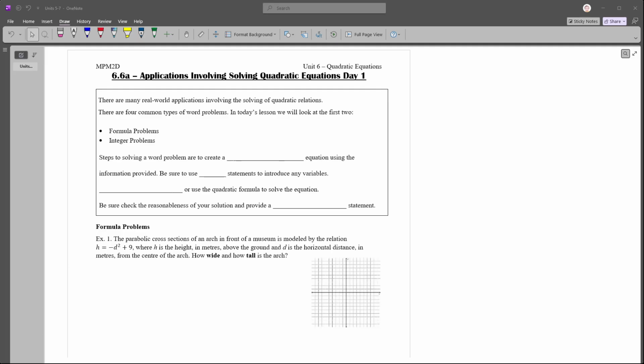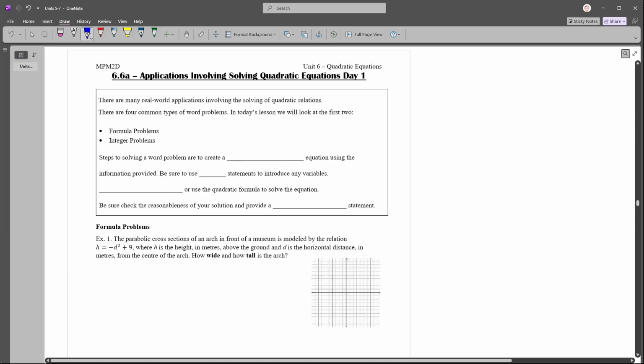As it says here, there are many real-world applications involving the solving of quadratic relations. There are 4 common types of word problems. In today's lesson, we're going to focus on the first 2, formula problems and integer problems. Formula problems are ones that we've already seen before, but now we're just applying it in a slightly different way. Same with integer problems, to be perfectly honest. So how do we solve these things? Well, what are the steps?